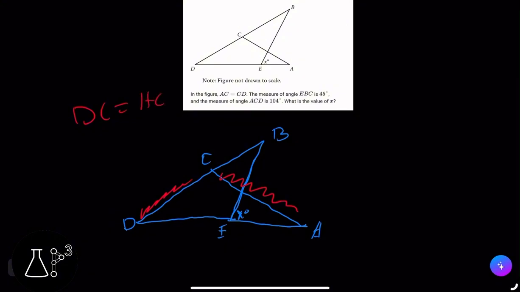And in the figure, the measure of angle EBC is 45. So EBC is 45, so B is 45 degrees. And the angle measure of ACD is 104. So ACD is 104 for C. And we're looking for the value of x.